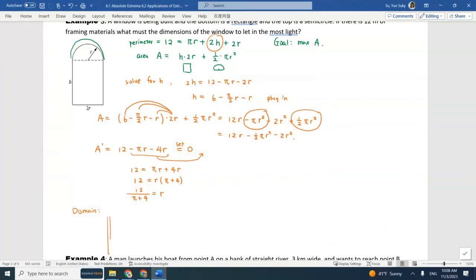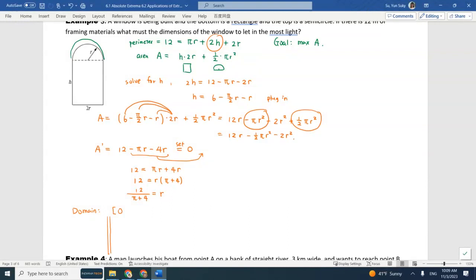If you get 0, look at your window. If your R is 0, you actually only have those two sides. Do you agree, everybody? You break the 12 meter into half, so 6 meter for this side and this side, and your R is 0. In this case, your area is 0, right? You only have two sides together, so your area is 0.